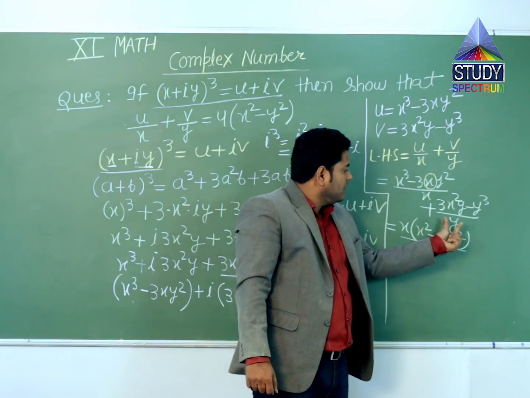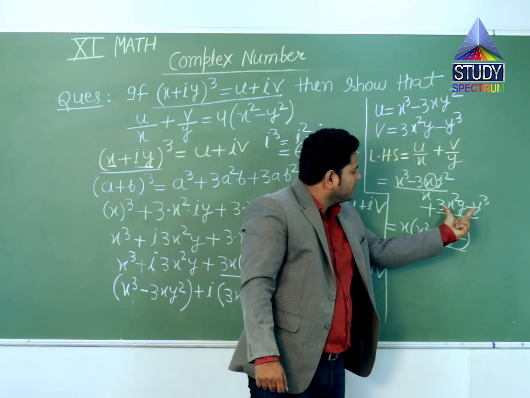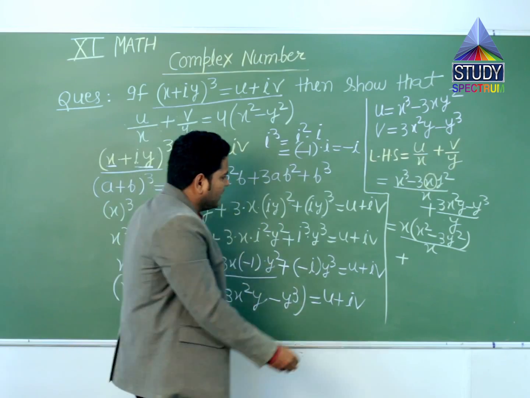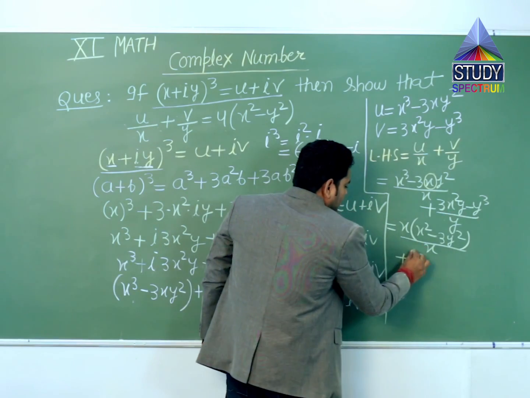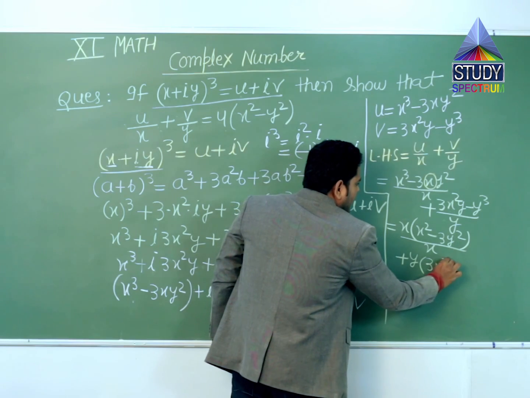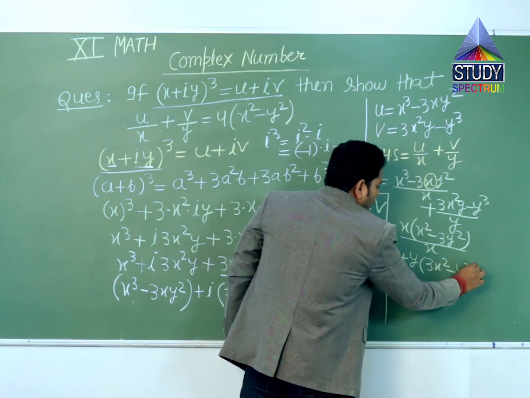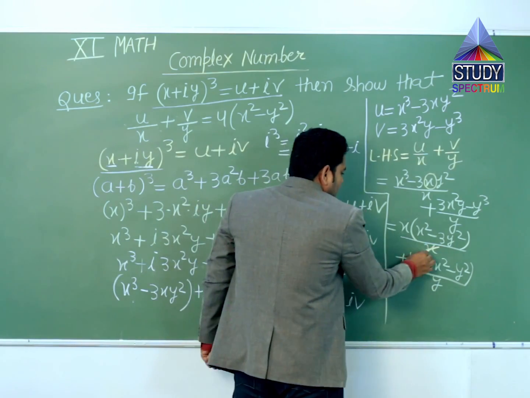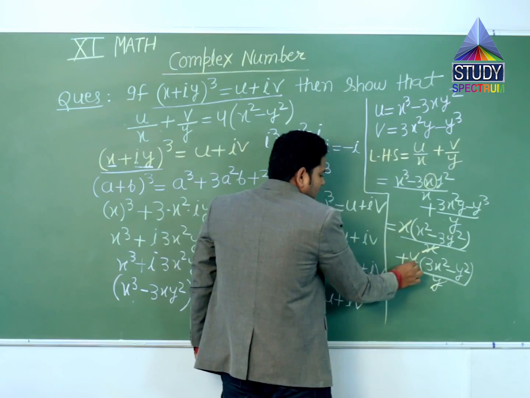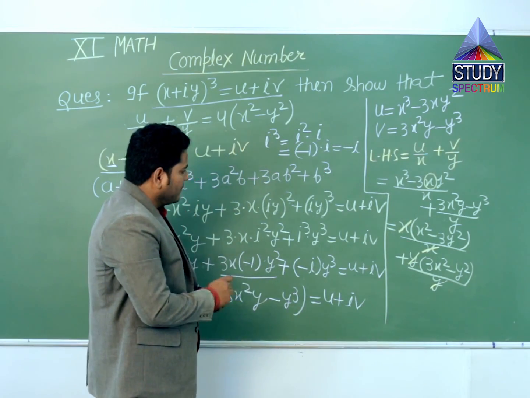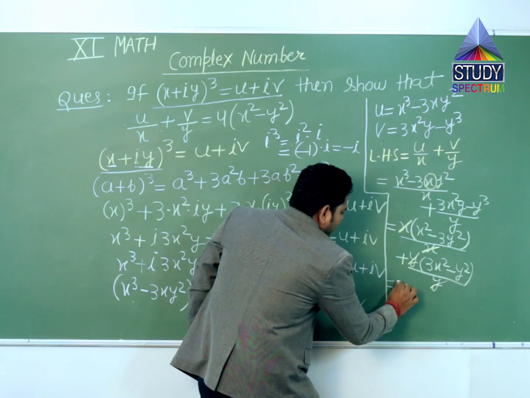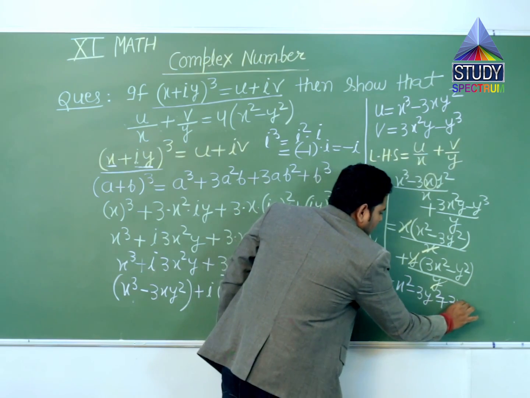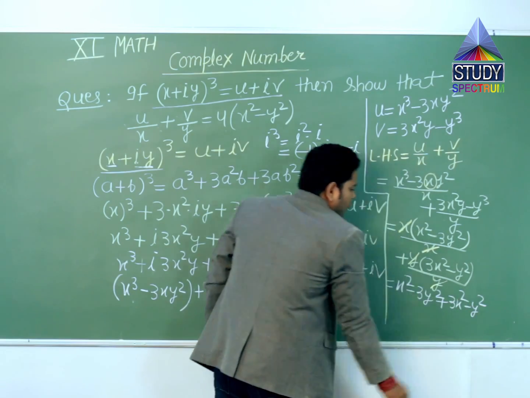in the denominator we have y. So if you observe, we can also take y common from the numerator. So you are left with 3x square minus y square upon y. Okay, so this x will cancel out. So we are left with x square minus 3y square plus 3x square minus y square.